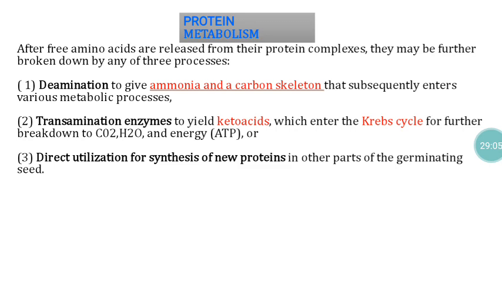Suppose the transamination enzymes come into action, then the protein will yield some keto acids. Those keto acids will enter the Krebs cycle, and through that will generate ATP. Okay, so this is the only possibility with reference to extraction of energy from the protein molecule.